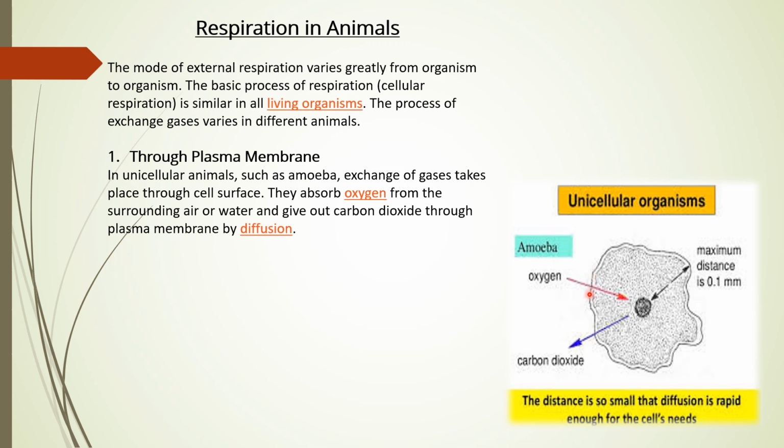In a unicellular organism, for example amoeba, exchange of gases takes place through the cell surface. They absorb oxygen from the surroundings due to the concentration gradient. In the environment it is higher in concentration, inside the amoeba it is lower, so it starts moving from the environment to the inside of the amoeba. The same is true of carbon dioxide. During respiration carbon dioxide is produced, so its concentration is higher inside the amoeba, and it goes out from the amoeba to the environment by the simple process of diffusion.